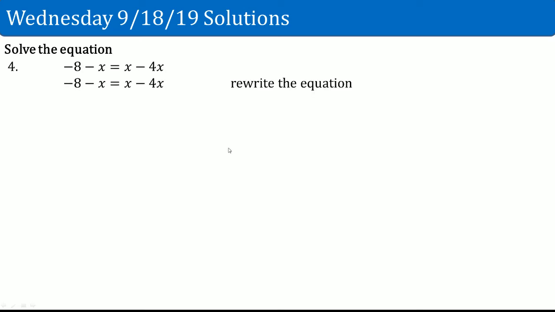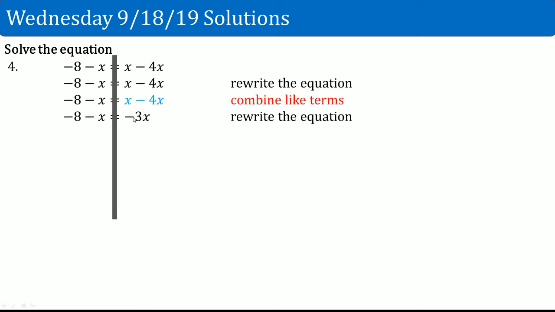Number 4. Rewrite the equation and draw a line straight down. What is smaller, negative x or x? Ooh, no, I see some like terms. I see an x minus 4x. So I'm going to combine those like terms. X minus 4x is negative 3x.